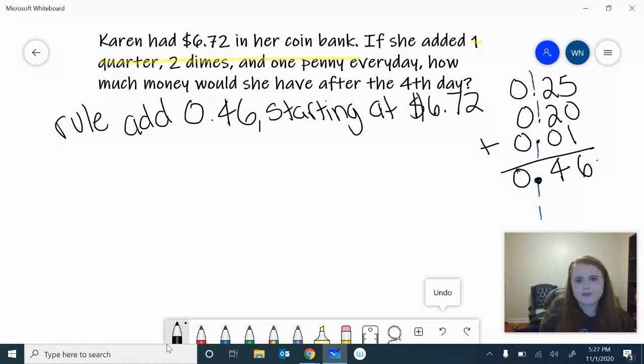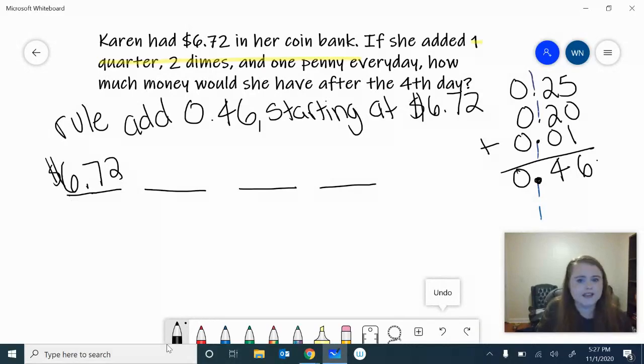So I'm going to make my lines just like you would have on a regular problem. Day 1, make it a little bit longer. Day 2, day 3, day 4. So on day 1, she had $6.72. So now all we have to do is figure out day 2, day 3, and day 4. Let's go back to our rule. Remember, we're adding 46 cents every day. So all we're going to do is add up the 46 cents.